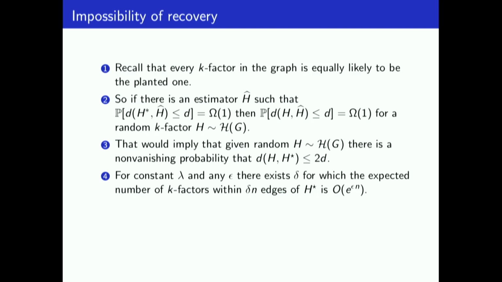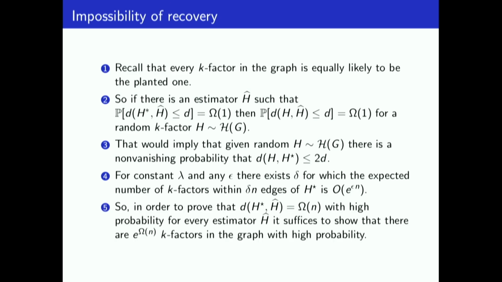Now, by the previous upper bound, the number of k-factors within distance t of the planted one scales exponentially with t, which in particular means we can make it exponential in an arbitrarily small constant multiple of n, by requiring it to be within delta n edges of the planted one for a sufficiently small delta. So as long as we can prove that the total number of k-factors in the planted graph is asymptotically greater than e to the epsilon n, then at most that many k-factors are close to the planted one, which rules out the possibility of getting within that distance with non-vanishing probability.